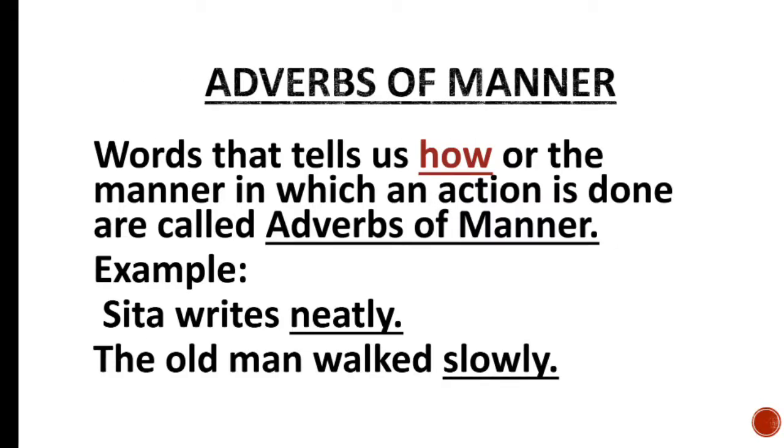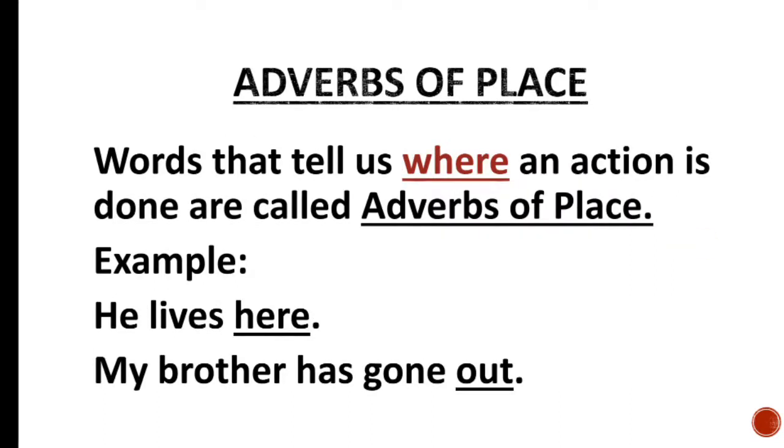Words that tell us how or the manner in which an action is done are called adverbs of manner. Words which tell us how the work is done. Example, Sita writes neatly. The old man walked slowly. So how does Sita write? She writes neatly. So this is the manner in which she is doing it, so it is an adverb of manner. The old man walked slowly. How was the old man walking? He was walking slowly. So here the question that we ask is how.